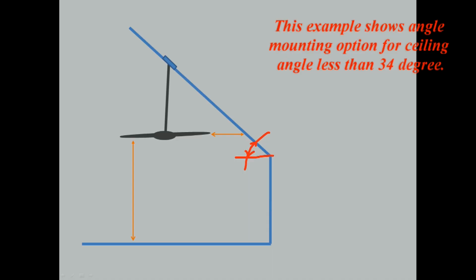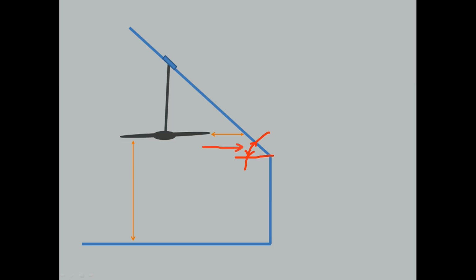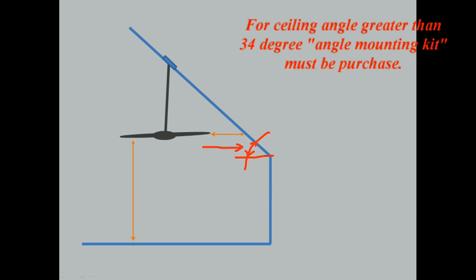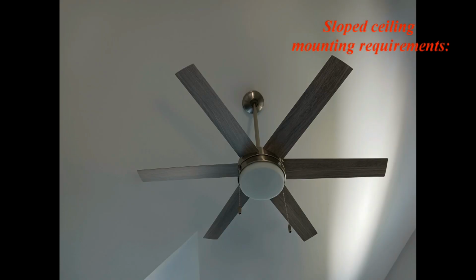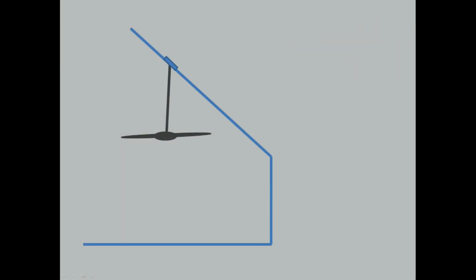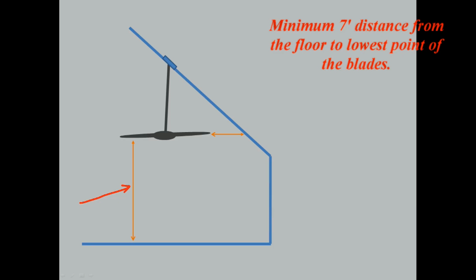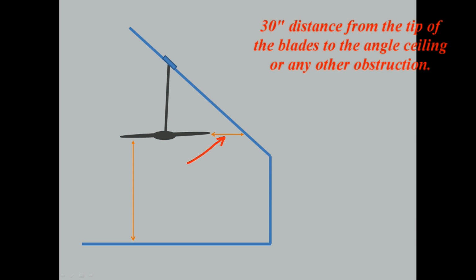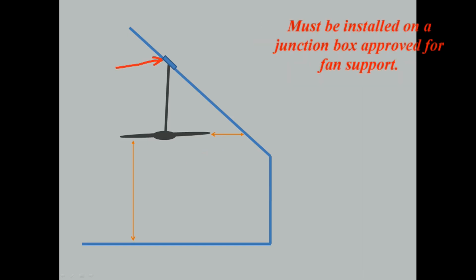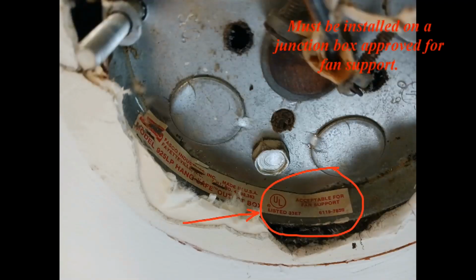This example shows the angle mounting option for a ceiling angle less than 34 degrees. For a ceiling angle greater than 34 degrees, an angle mounting kit must be purchased. Slope ceiling mounting requirements: minimum 7 feet distance from the floor to the lowest point of the blades. 30 inches distance from the tip of the blades to the angle ceiling or any other obstruction. Must be installed on a junction box approved for fan support.